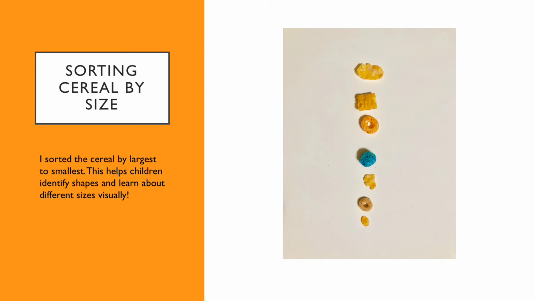Sorting cereal by size. An activity you can do for this is asking children to find the largest piece in the cereal and the smallest piece in the cereal and have those put at different ends, and then try and have the kids figure out which ones go in the middle by comparing 2 pieces of cereal next to each other and putting them on whichever end they believe it fits.